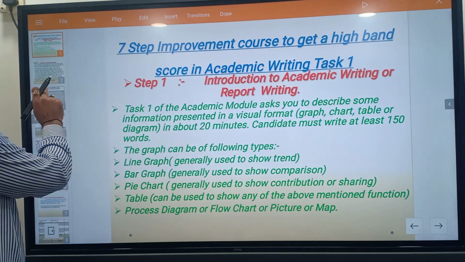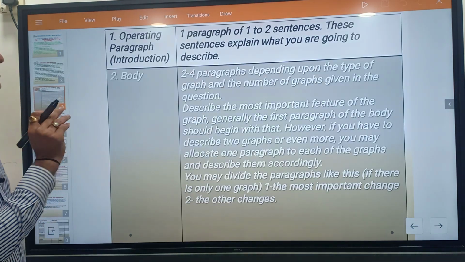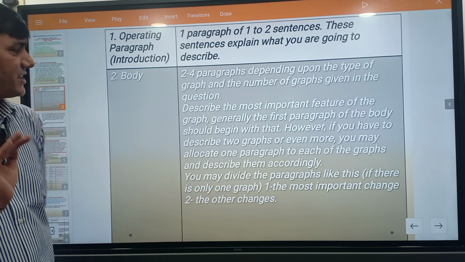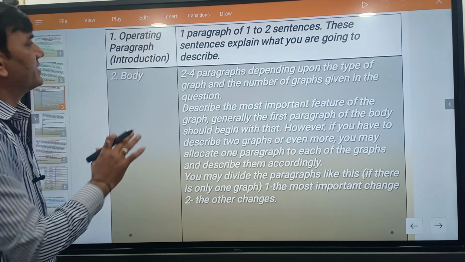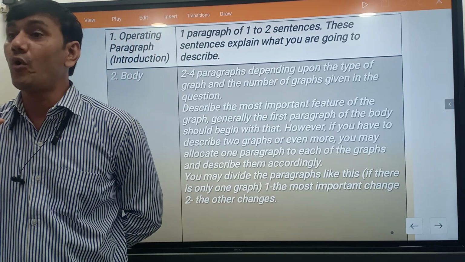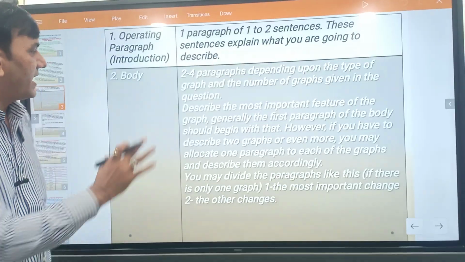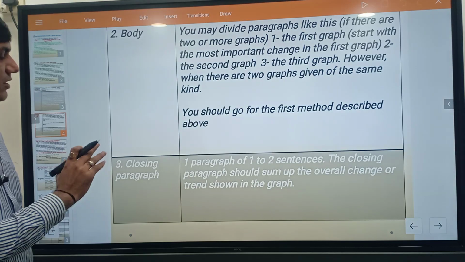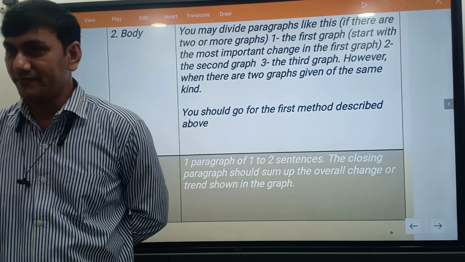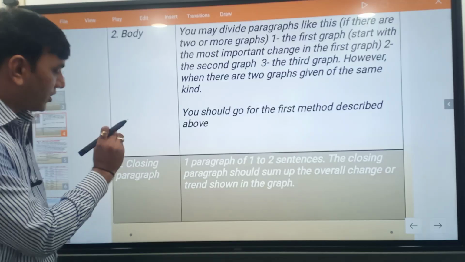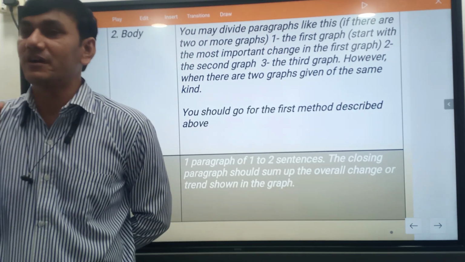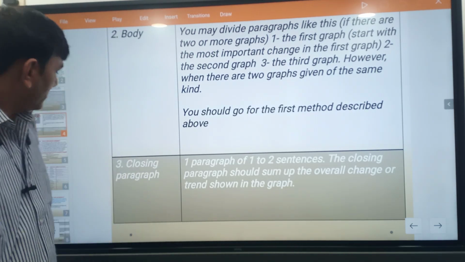Okay. Now how to write the structure of the graph? There are main three parts. Part number 1, it is called introduction. It is called opening paragraph. Part 2, body paragraph, and part 3, it is called overall, otherwise closing paragraph. So the part 3, closing or overall paragraph, you can write after introduction, otherwise at last.